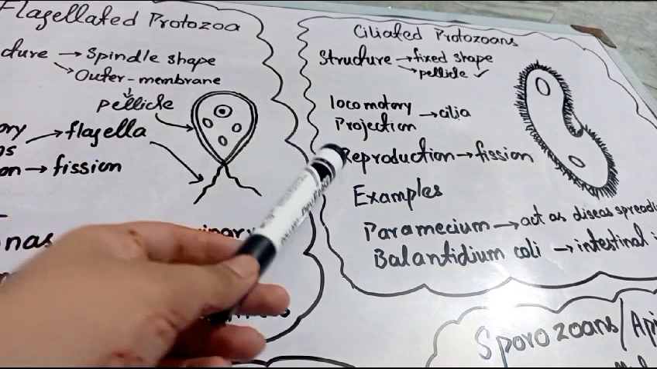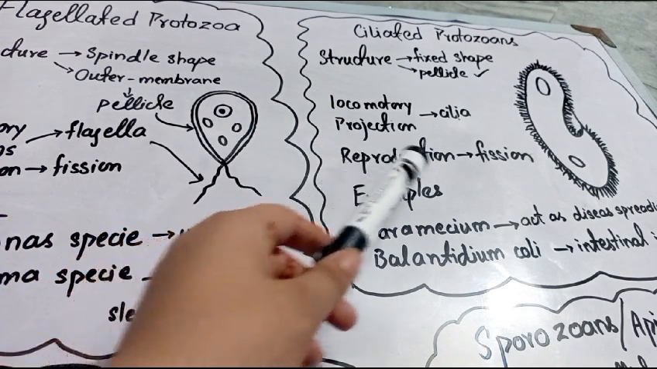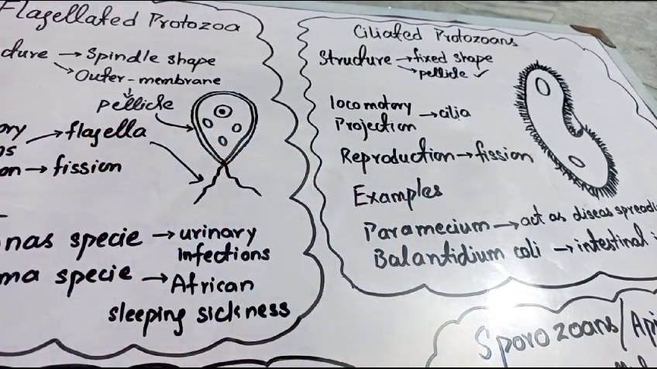Let's discuss their reproduction. They reproduce by binary fission. Almost most of the protozoans reproduce by this binary fission, but there is a specific group which has a specific type of reproduction. But almost most protozoa reproduce through the binary fission process.